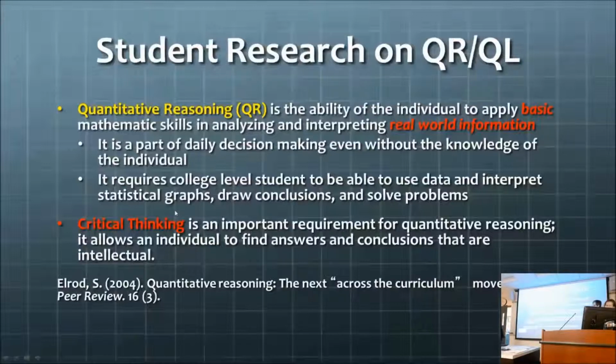It requires college level students to be able to use data, interpret statistical graphs, draw conclusions, and solve problems, so this is all with critical thinking. It's an important requirement for quantitative reasoning. It allows an individual to find answers and conclusions that are intellectual. These were all taken from a quantitative reasoning text from Elrod. By applying all these real life things to quantitative reasoning, we bring that to the student in technology forms.